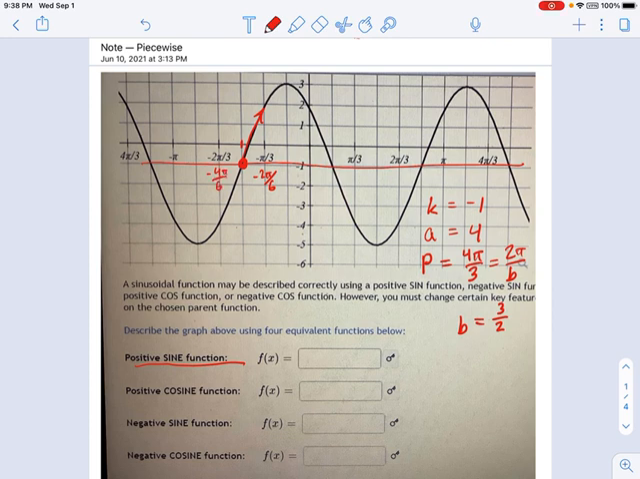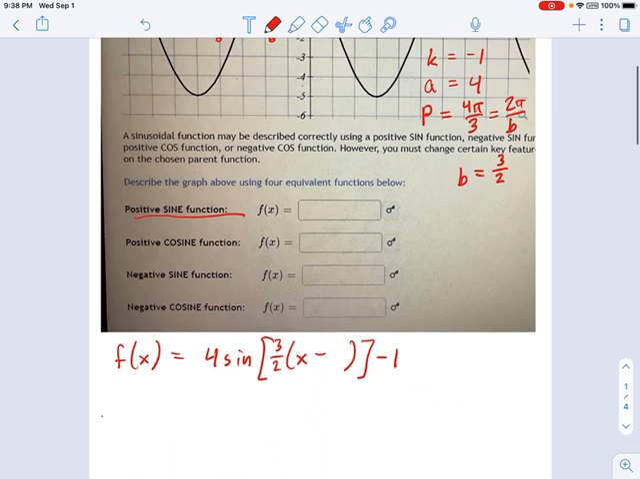Halfway in between those is negative 3 pi over 6. So negative 3 pi over 6, that's our phase shift. And we will put that in here. Don't forget your sign flip. So that's our equation. This is our first one right there.